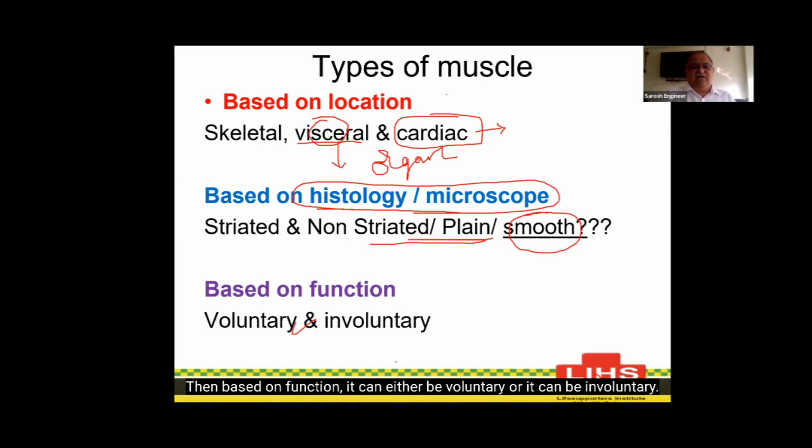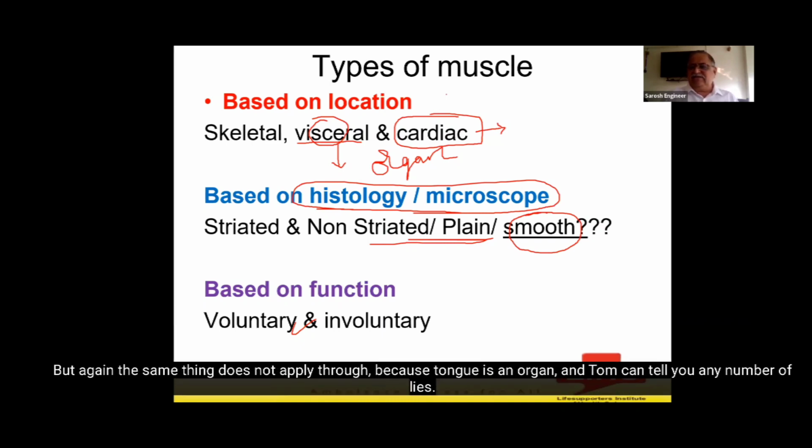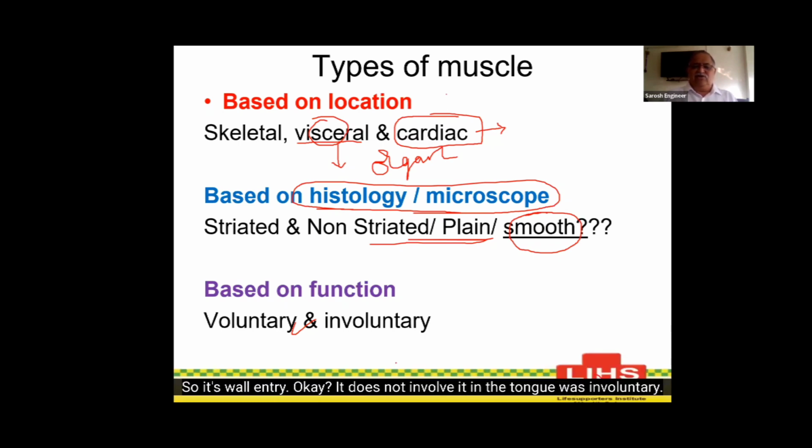Then based on function, it can either be voluntary or it can be involuntary. Again, voluntary are those which are there in our body, which we do when we want to do. Like if I want to pick up a glass of water and take it to my mouth, that is voluntary. Involuntary are the muscles which are there in my organs. But again, the same thing does not apply because the tongue is an organ and the tongue can tell you any number of lies. So it's voluntary. Okay, it is not involuntary. If the tongue was involuntary, we would never be able to tell lies.